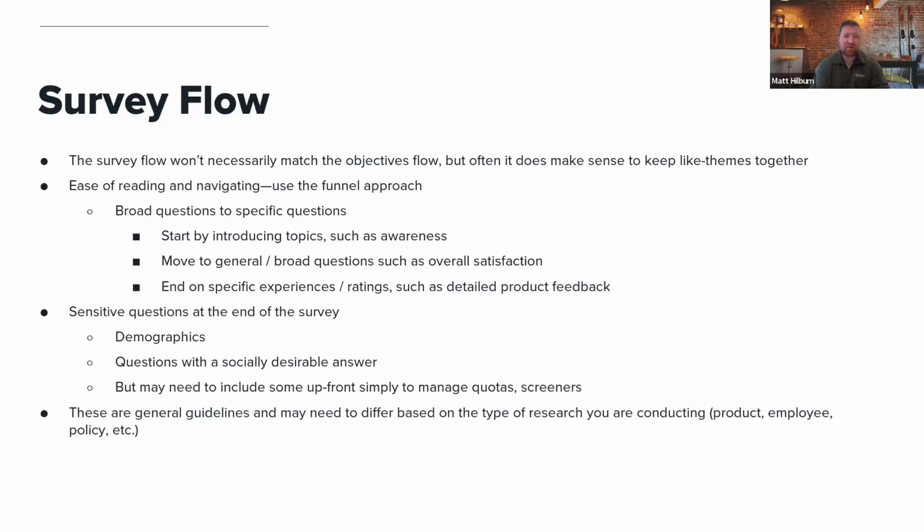So broad to specific, and also keeping sensitive questions at the end of the survey if there are any sensitive questions. Demographics don't tend to be very sensitive, but those we would tend to put at the end of the survey, or questions that have sort of a socially desirable answer, we would usually put at the end of a survey. Keeping in mind that some of these questions might actually need to go at the front of the survey in the screener section. So again, if we're targeting Gen Z, then we're going to need to ask about age at the beginning of the survey, not at the end.